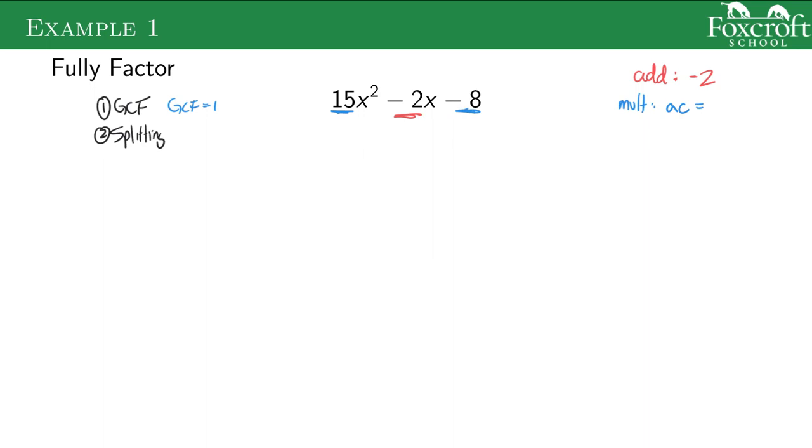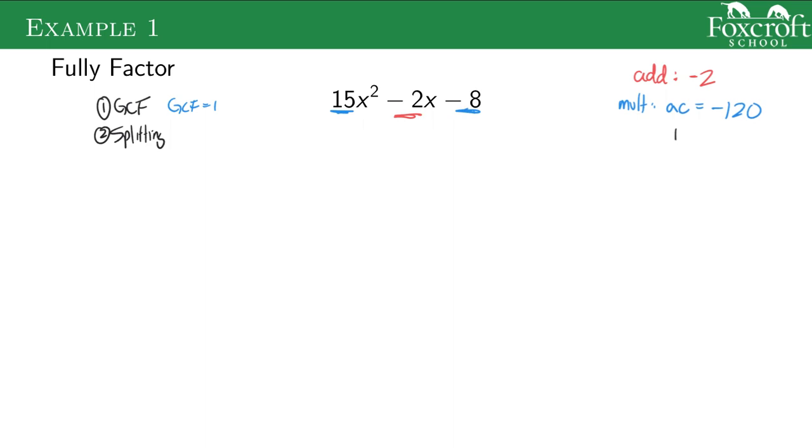-120. That was right. All right, -120. Now my goal is to find these two numbers that at the same time multiply to -120 and add to -2. I already know what the numbers are because I made the problem, but how would you do that?